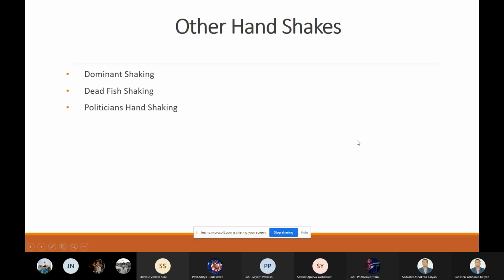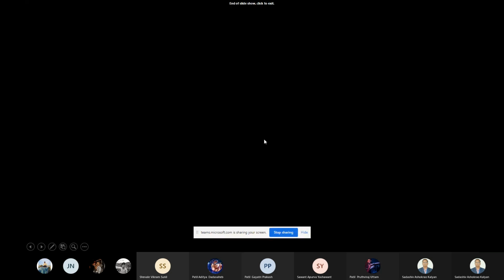Then we also have other handshakes, such as the dominant handshake, the dead fish shake, and how politicians try to handshake. So there are various kinds of these pictures. So generally, what you can do today.